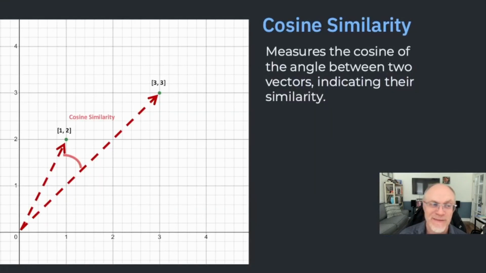Now, something that we haven't talked about a whole lot yet is when you get into many, many dimensions, you get what's called the curse of dimensionality. So the Euclidean distance ends up having less of a meaning. Why is that the case?